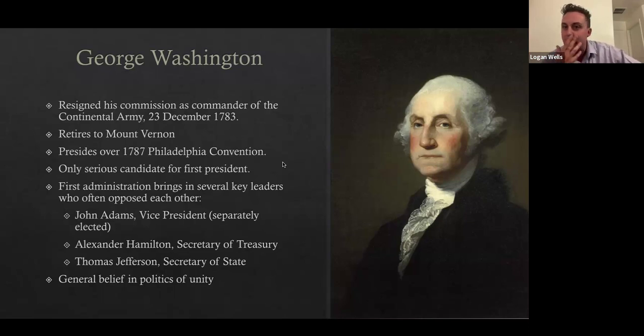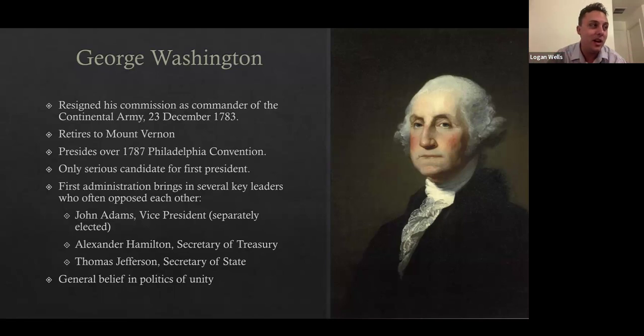So the first administration brings in several key leaders who often opposed each other, right? Washington wanted the best minds, and he did, right? This was an incredibly talented cabinet, but the problem is they had such radically different ideas about the nature of governance and what role the federal government should play in the new nation, right? So John Adams, he's separately elected. He's vice president.